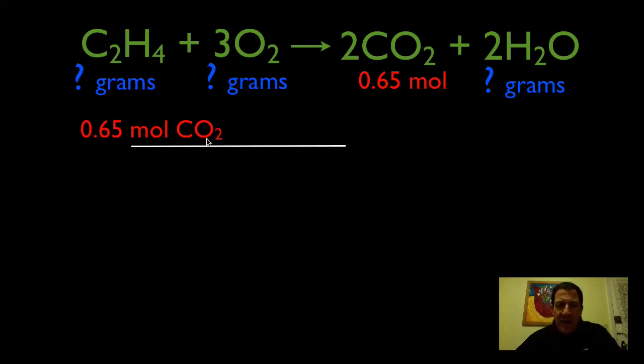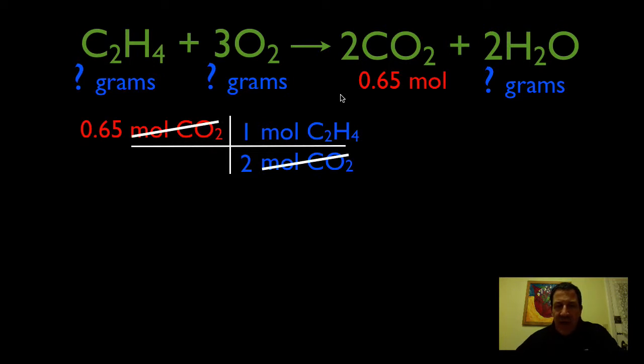Okay, now we can convert, and we want to get out of our moles of CO2, and we want to get into, we'll do ethylene first, moles of ethylene. So we're going to put moles of CO2 on the bottom, moles of ethylene on top, and then we can see here the molar ratio is 1 to 2, so we put the 2 on the bottom and the 1 on the top, and then we can cancel our units. And therefore, we know that we need 0.33 moles of ethylene. Okay, this is step 2. This is the molar ratio. We're converting from moles of CO2 to moles of C2H4.